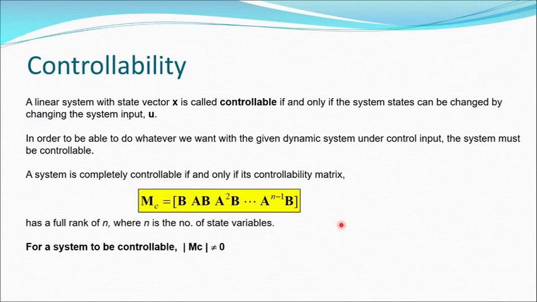Actually, in the field of control system, it is important for control engineers to have the ability to control the system. The term control means the engineer must have the ability to control all the states of the system, and this can be achieved by changing the input of the system. Or in a proper definition, a linear system with state vector x is called controllable if and only if the system states can be changed by changing the system input u.